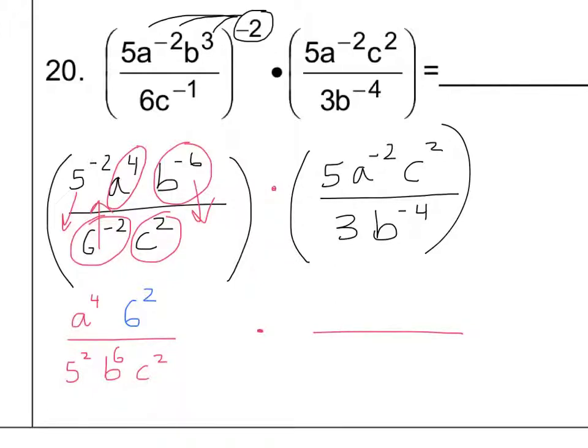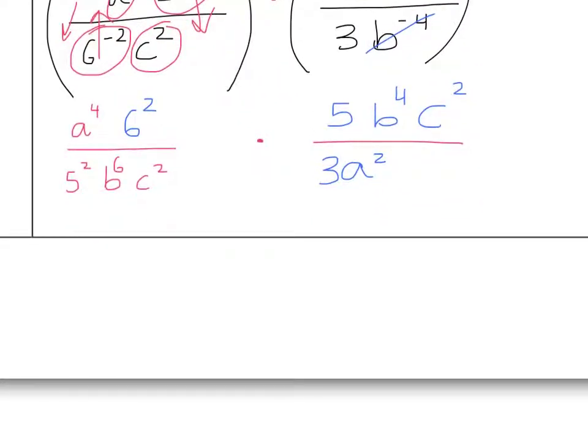Now as you can see, this is negative, so it has to go down. So when you move it down, it becomes positive. This is negative, so it has to go up. So it becomes positive. Everything else stays in its place. So the 5 up top stays, C2 stays, and 3 down below stays. So far, as you can see, it looks much better than all of those negatives. These are things I can work with. So let's make some room.